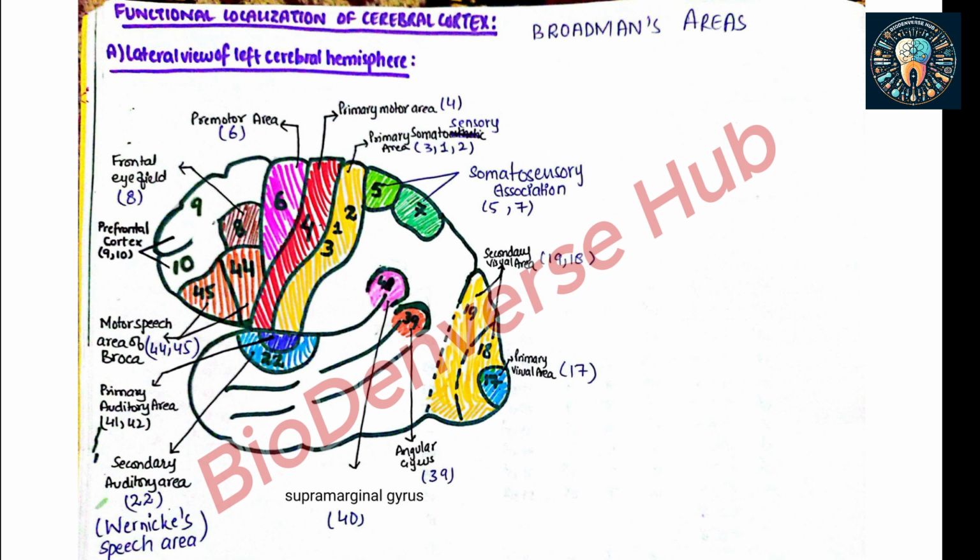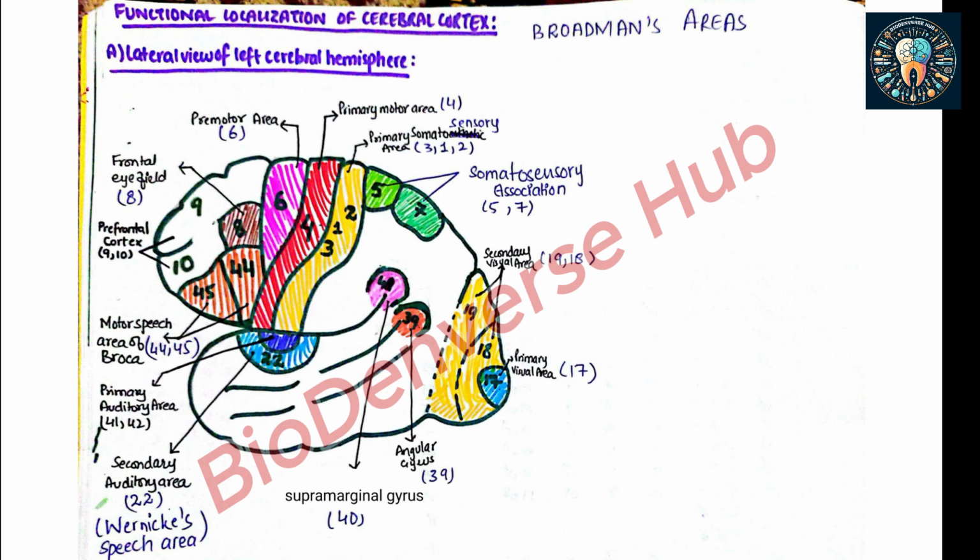Now we will move on towards our visual areas. So the one shaded in light blue numbered as Brodmann's area 17 represents your primary visual area. Adjacent to that, we have two areas numbered 19 and 18 shaded in yellow that represent the secondary visual area, also known as the visual association area.